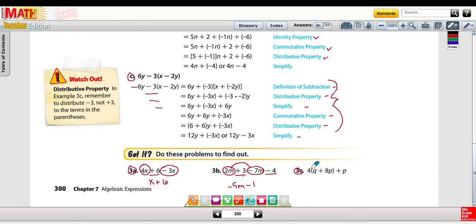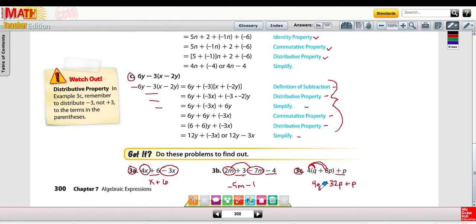Notice on 3C we have parentheses, so we need to distribute. And since we don't know the value of p, all we can do is take that 4 to the q and make that 4q, and 4 to the 8p, don't forget to multiply, that's 32p. And then this plus p is by itself, okay? We're not going to distribute the 4 to that because it's not in the parentheses here.